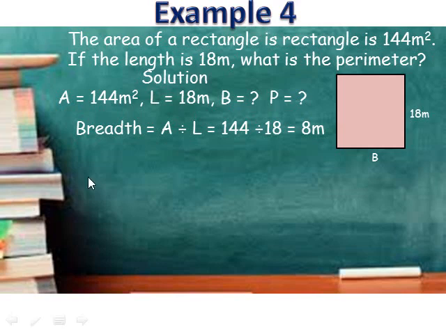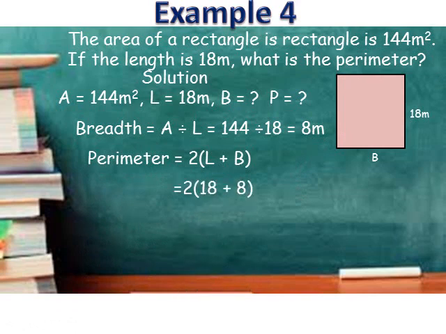So now that we have the length and we now have the breadth, let's now find the perimeter. Now, perimeter of a rectangle is 2 into bracket length plus breadth, which is 2 into bracket 18 plus 8, right? And 18 plus 8 is what? 26. Now 26 times 2. 26 times 2 gives us 52 meters.